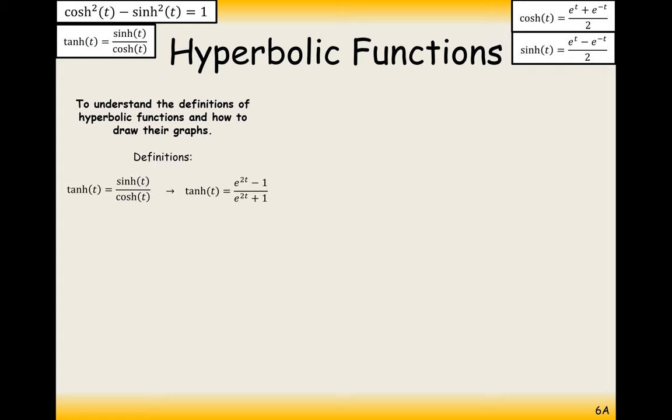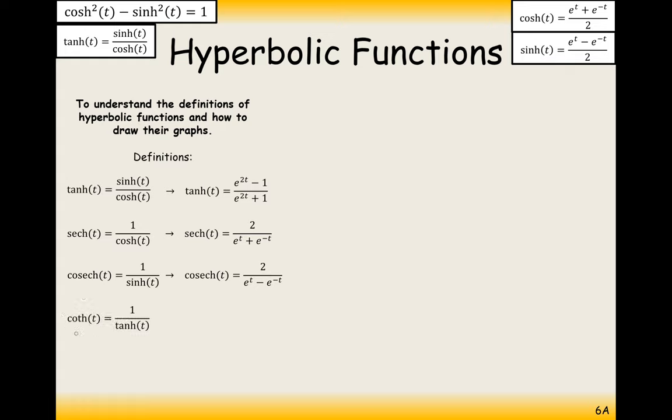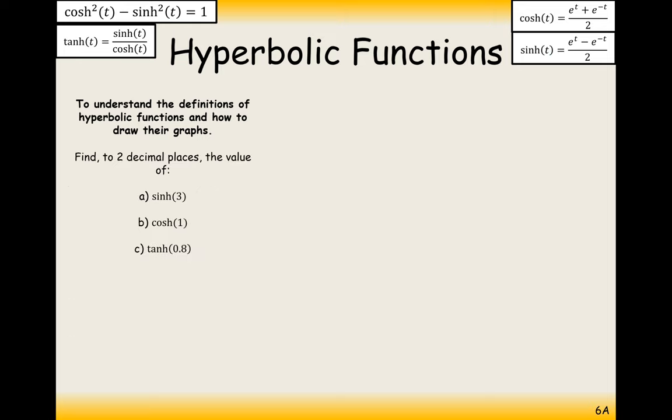There's very similar definitions for hyperbolic sec, which is called sech, which will be 1 over cosh. And that will just be the cosh exponential definition upside down. Cosech is another one. That would be 1 over sinh t, so 1 over hyperbolic sine. And there's the last one, which is hyperbolic cot, pronounced coth. That's 1 over tanh t, or this fraction here flipped upside down. So those are the definitions of all of the 6 hyperbolic functions in exponential form.